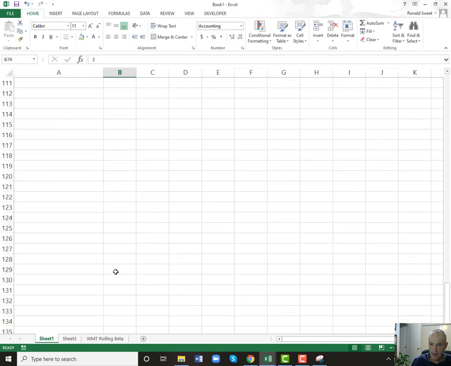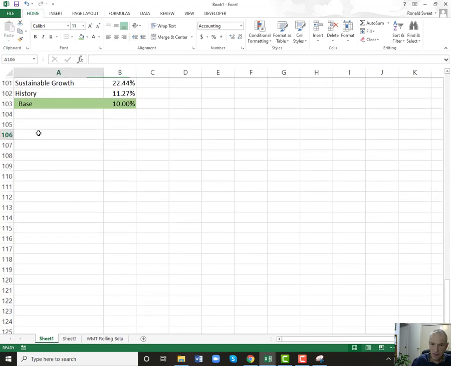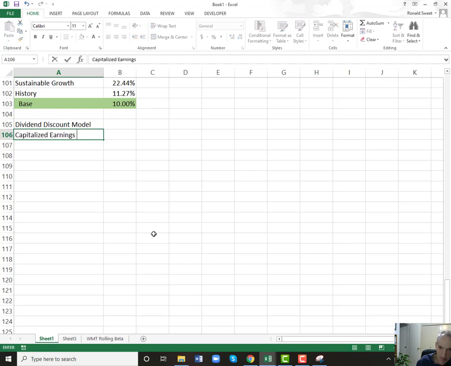All right. So now we got all of our assumptions. So now what we're going to do is we're going to run our models. And there's 3 models we're going to do. The dividend discount model, the capitalized earnings model, and the H model.